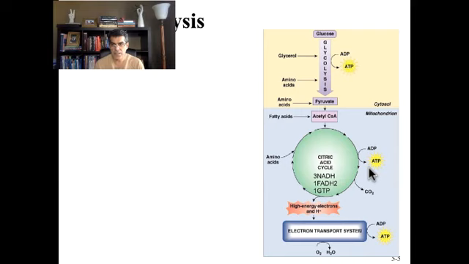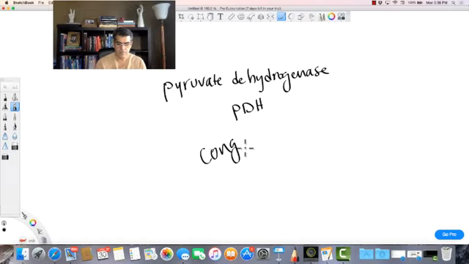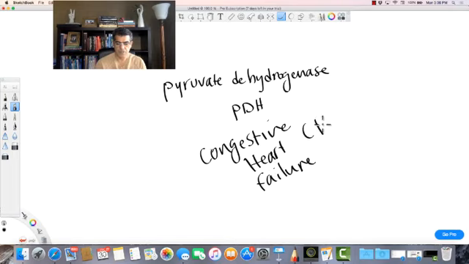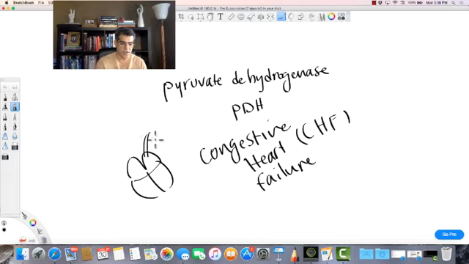And as a result, one of the big signs of these people is having congestive heart failure. Their heart is going to fail, or it's called CHF. These people cannot pump the blood out of their heart. The heart is too weak to pump the blood out. That's why it's called congestive heart failure.